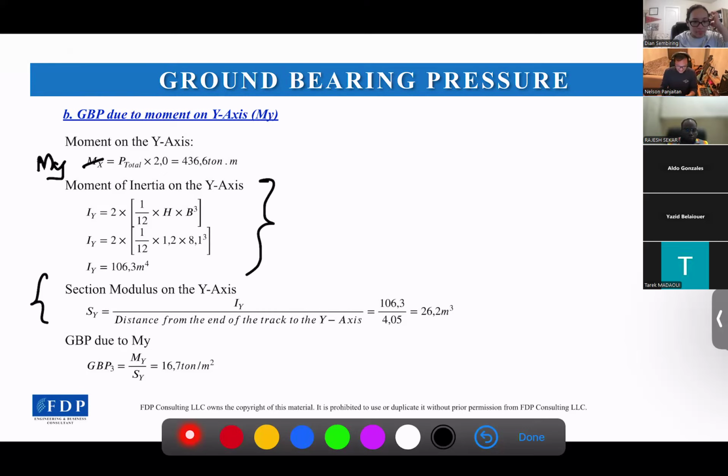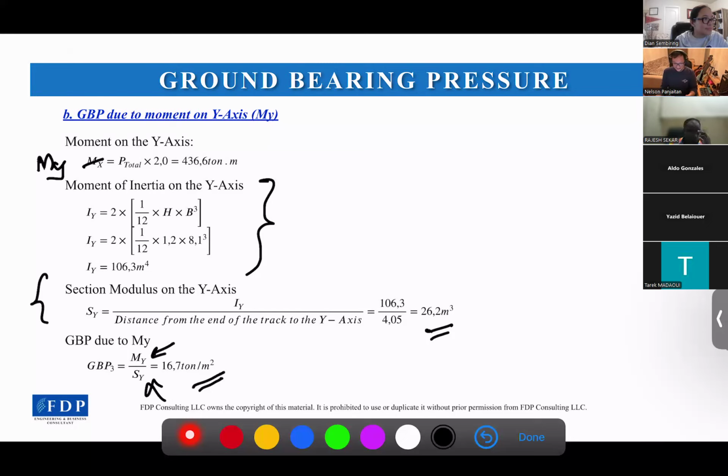Once we get the section modulus here, then we can calculate the ground bearing pressure by dividing the moment Y here by the section modulus. So we got the ground bearing pressure of 16.7 ton per square meter.